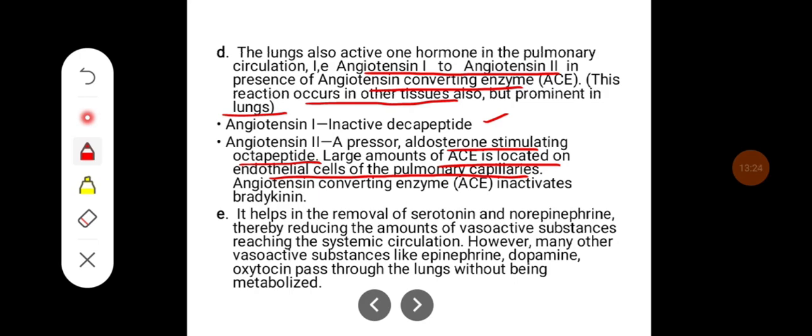Angiotensin converting enzyme inactivates bradykinin. It helps in the removal of serotonin and norepinephrine, thereby reducing the amounts of vasoactive substances reaching the systemic circulation. However, many other vasoactive substances like epinephrine, dopamine, and oxytocin pass through the lungs without being metabolized.